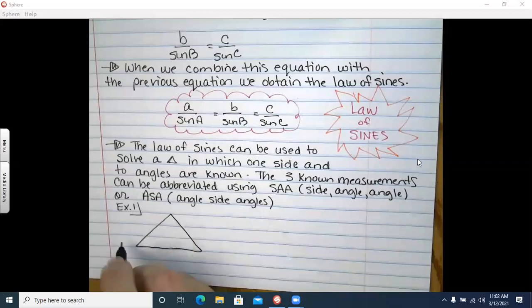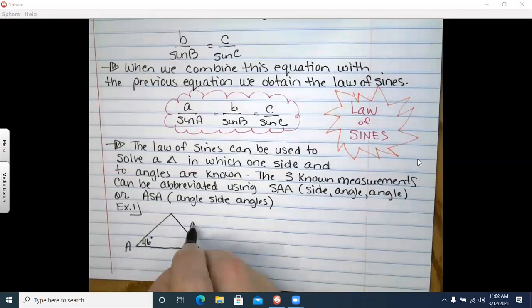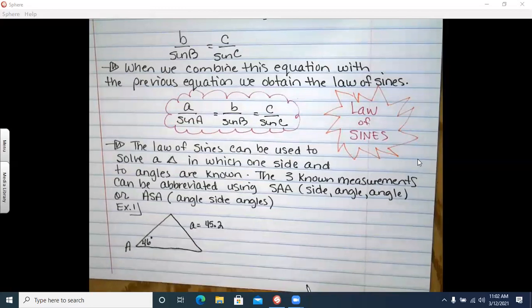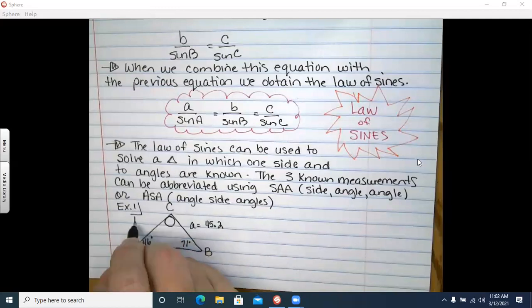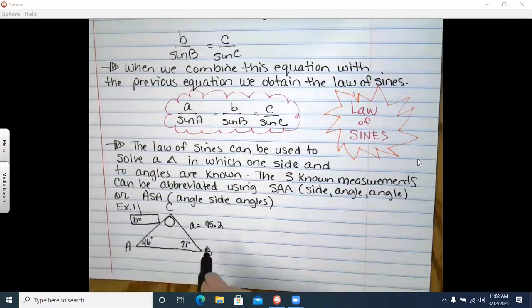Angle A is given to me and it's 46 degrees. Side A is given to me and it's 45.2. Angle B is given to me and it is 71 degrees. And that's all I know. I don't know angle C. I don't know side B. And I'm putting circles and boxes so that when I look back at my notes, I know the missing information that we found.